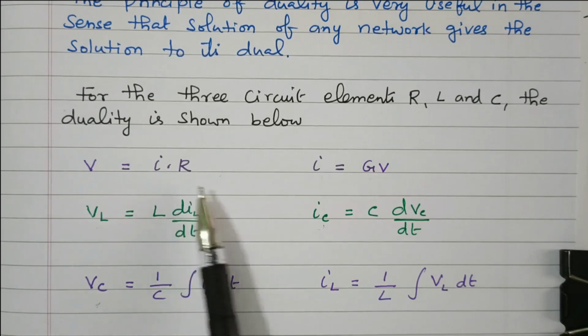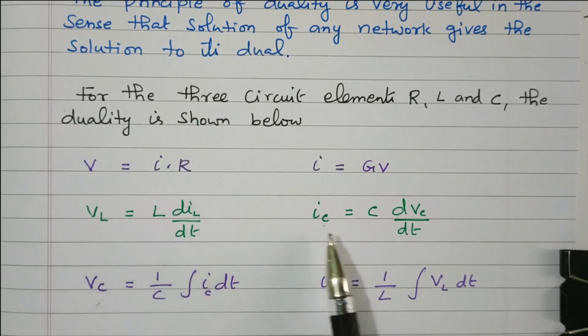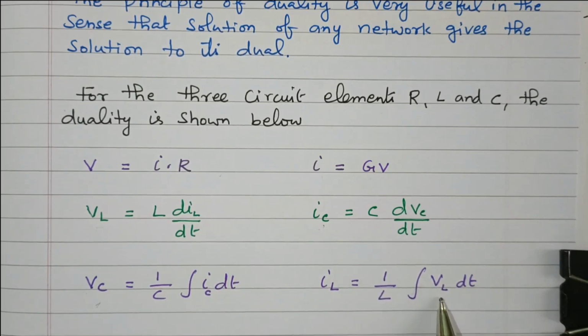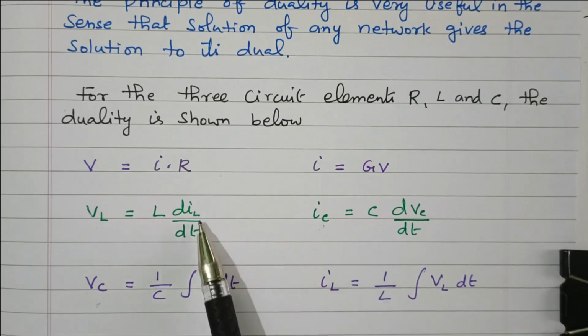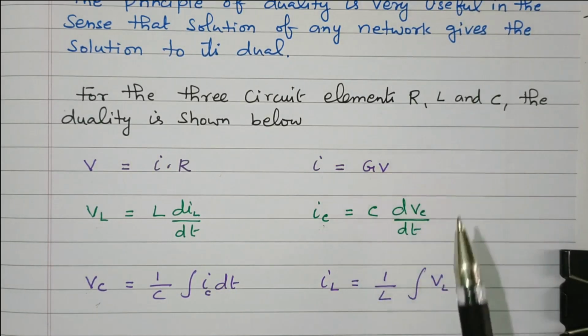Here R is replaced by conductance. Resistor is replaced by conductance. Similarly, voltage, here current, it is C dVc by dt. Here L, here C. Similarly, voltage across capacitor, here current through the inductor is 1 by L integral VL dt. See here the C is replaced by L, I is replaced by V. Current through the capacitor, here voltage across the inductor. Similarly, here L is replaced by C, I is replaced by V. Right? So this is the dual of the basic elements resistor, inductor and capacitor.